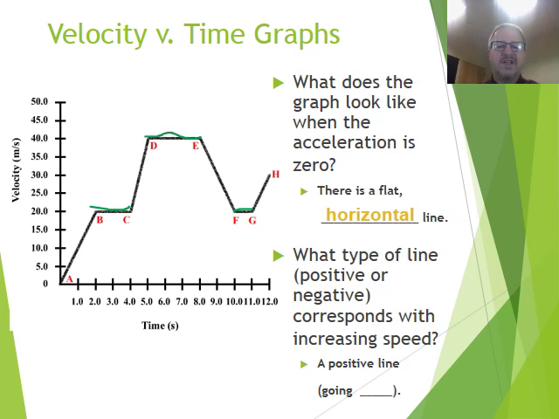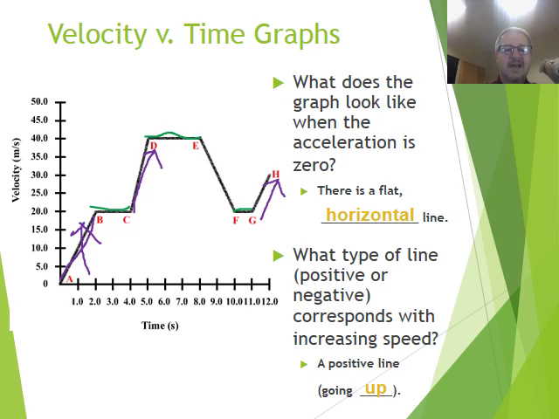Okay? Now what type of line, would it be positive or negative, corresponds with increasing speed? Well, it would have to be a positive line, meaning it needs to be pointed up and not down. And it would need to be going up, as I just said. So we'll use purple for that. A to B is a line trajectory pointing up. It's going up, right? So that's going to be a positive acceleration. C to D also is going up. That's a positive acceleration. And G to H is positive acceleration.